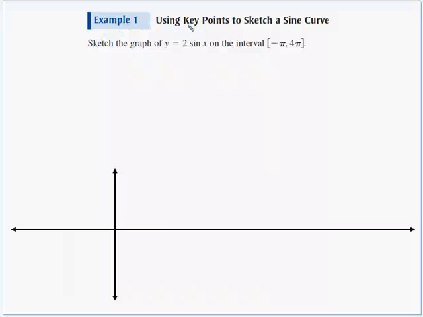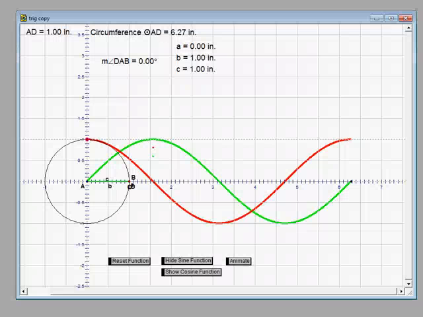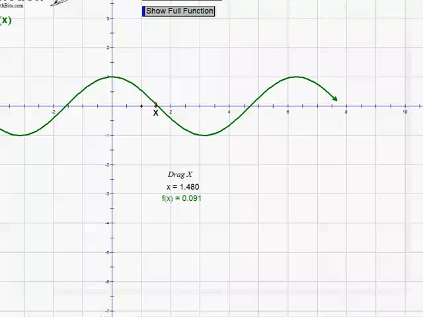So here in example 1, it says, using key points to sketch a sine curve. Sketch the graph of y equals 2 sine x on the interval from -pi to 4 pi. Now what the heck is this 2 going to do to the graph of the sine wave? Let's see here.